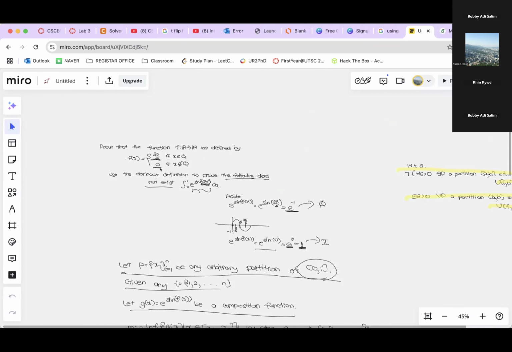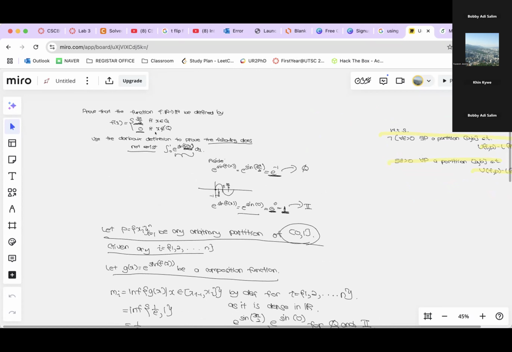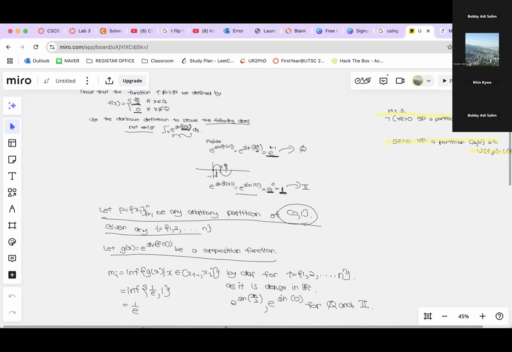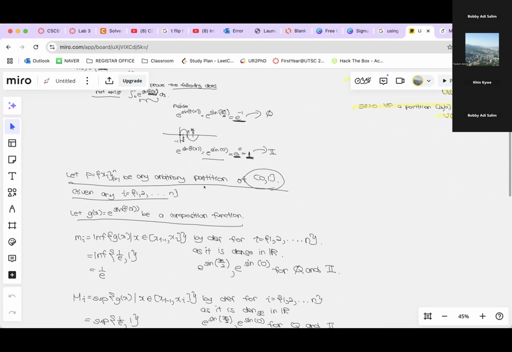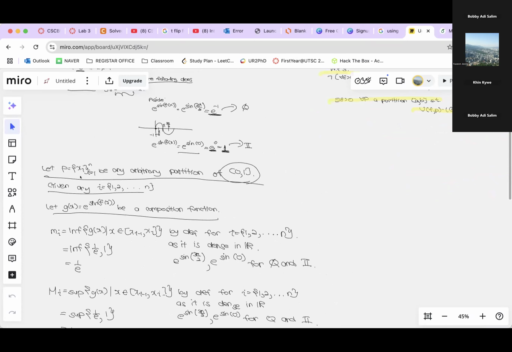So we have this function f of x equals 3 pi over 2 for rational and 0 for irrational, and we want to use the Darboux definition to prove that the integral does not exist. So I did an aside to get the values when f of x is 3 pi over 2 for rational and 0 for irrational, and I got the values e raised to -1 and 1 for each of them respectively. Then I started with the important line that we always have to put: let P be an arbitrary partition of 0 and 1.